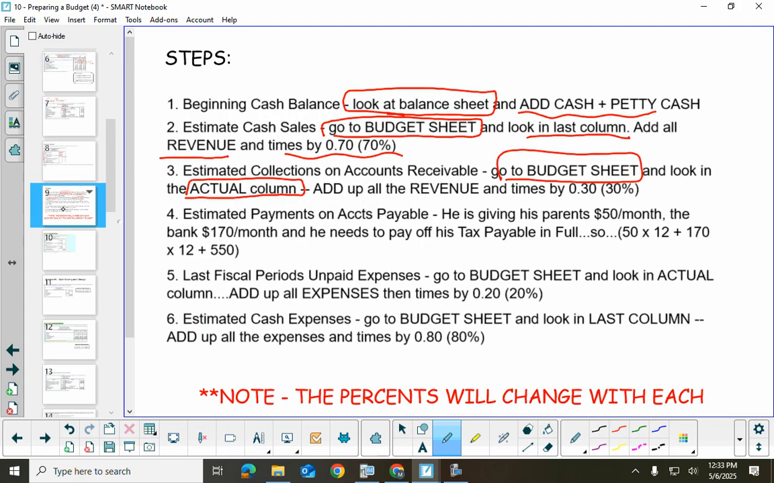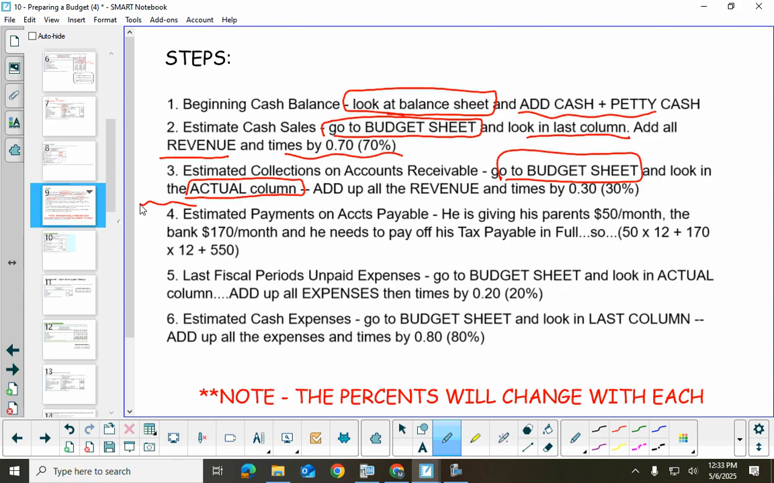Now we're going to go on to expenses. So now we're going to do cash out. Estimated payments on accounts payable. This is what we think we're going to be able to pay out, or in other words, pay off some of our debt. So this one changes with every company.